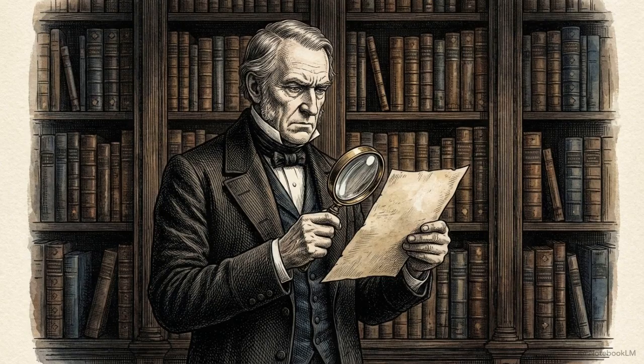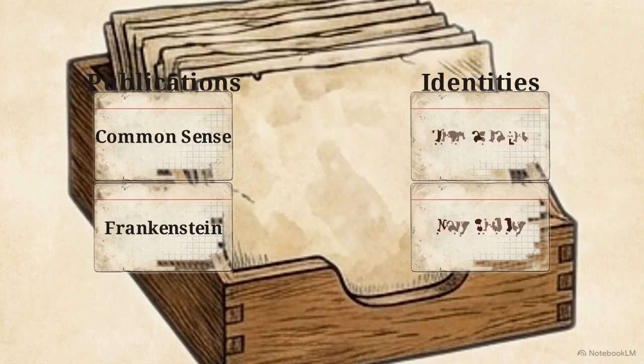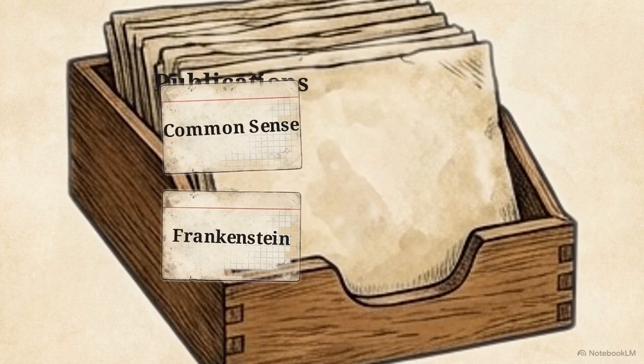This created a persistent barrier for historians and publishers. Without a verified author, the cultural record remained fragmented, with major works essentially detached from their true creators.